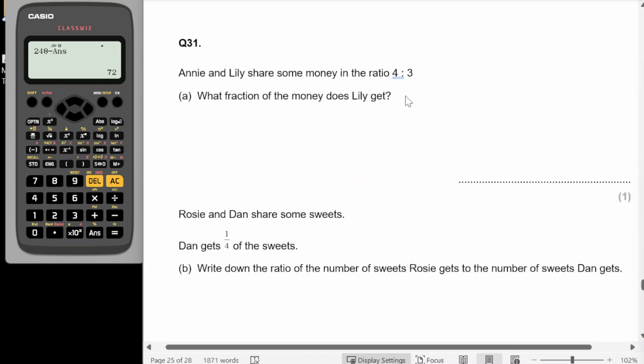Right, question 31. Annie and Lily share some money in the ratio of 4 to 3. What fraction of the money does Lily get? So as a fraction, 3 out of the number of parts, so 3 out of 7.